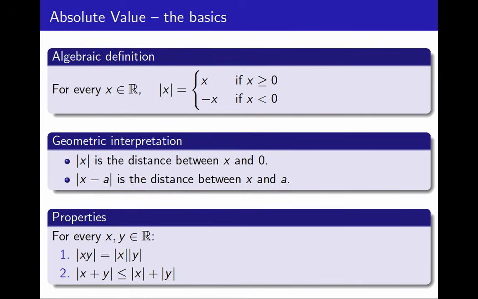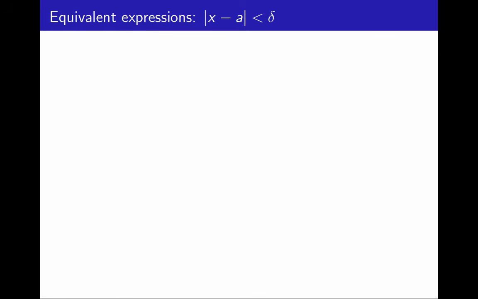Now let's move to the most important part of the video. What do I want to do with absolute values? When we try to write a definition of limit, we often need to talk about numbers being close to each other. And the way we do that is with inequalities like this one. The absolute value of x minus a is less than delta, where all the variables are real numbers and delta is positive. My goal is to explain many equivalent ways to write this expression.